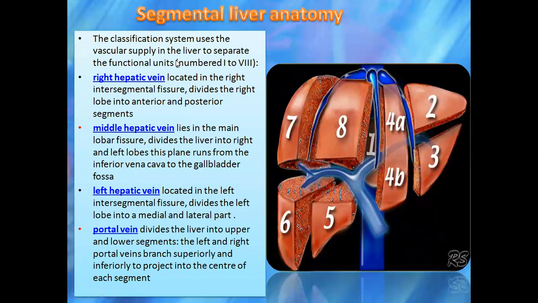The classification system uses the vascular supply of the liver to separate the functional units from 1 to 8. The right hepatic vein, located in the right intersegmental fissure, divides the right lobe into anterior and posterior, while the middle hepatic vein lies in the mid-lobar fissure and divides the liver into right and left. The left hepatic vein, located in the left intersegmental fissure, divides the left lobe into medial and lateral. The portal vein divides the liver into upper and lower segments. The left and right portal vein branch superiorly and inferiorly to project into the center of each segment.